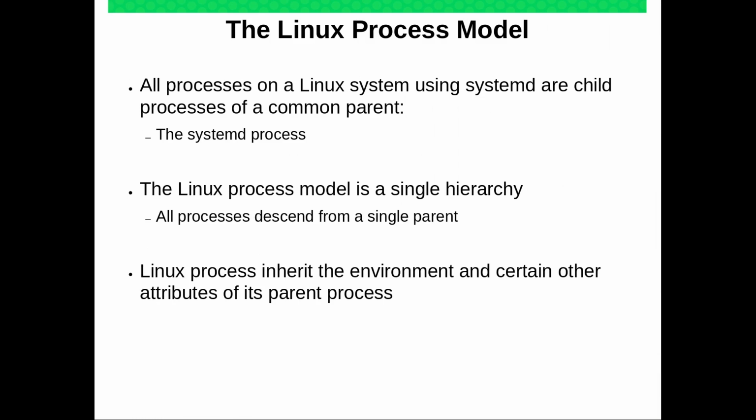So what is the C group model? When looking at the C group model, you have to understand what a process model looks like. Now, a process on a Linux system using systemd is going to be a child process of a common parent. In this case, systemd is the common parent, or the highest level process. Everything else is a subordinate or a child process of some nature below that. The Linux process model is a single hierarchy where all processes descend from that single parent, and Linux processes inherit the environment and other attributes from their parent process. So that's a Linux process.